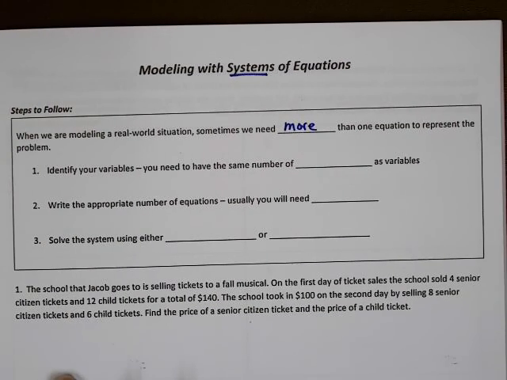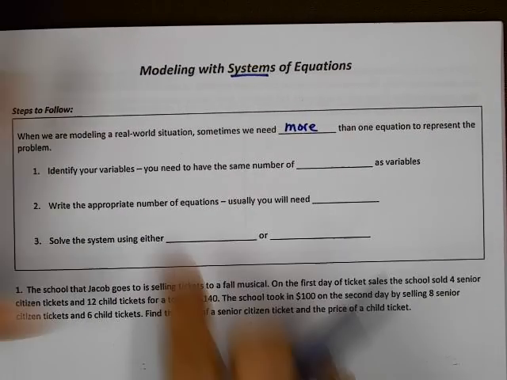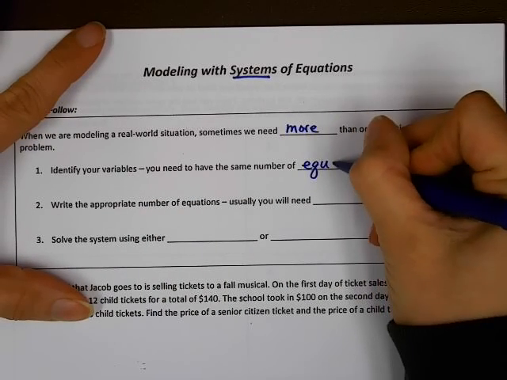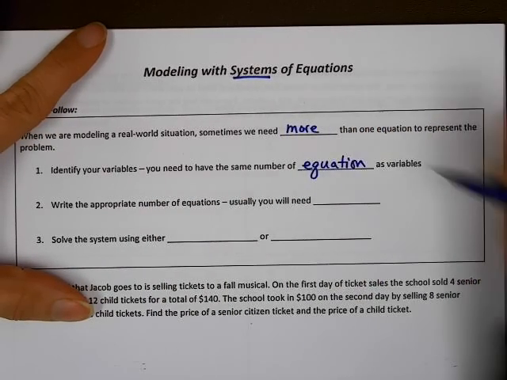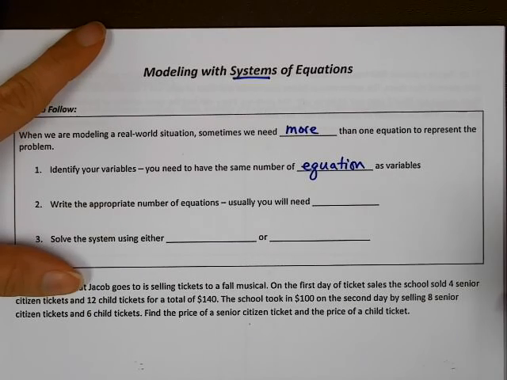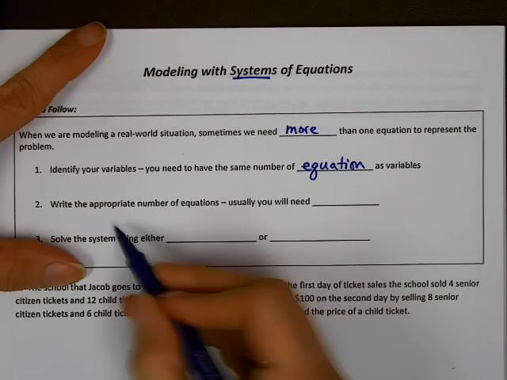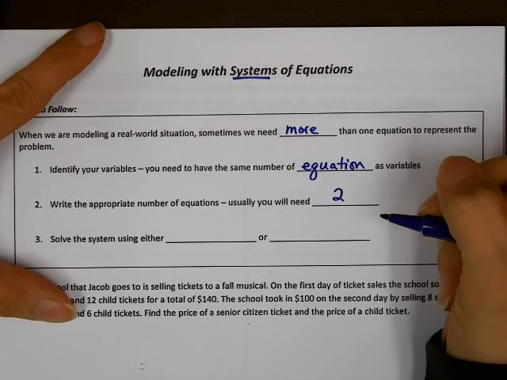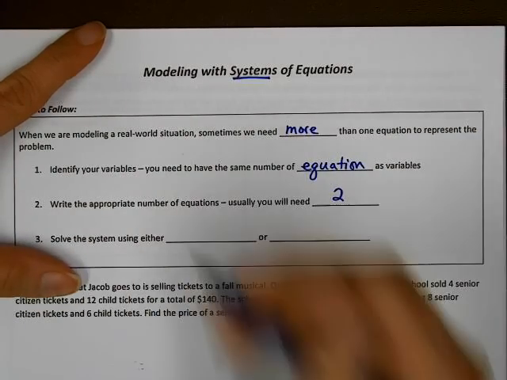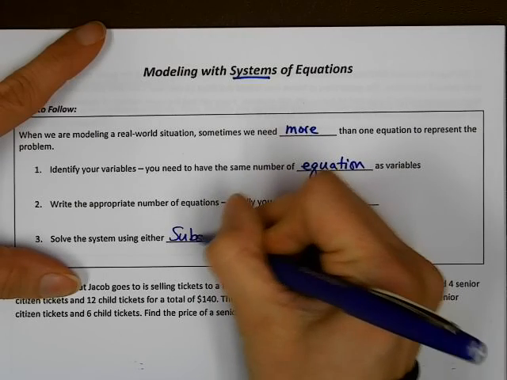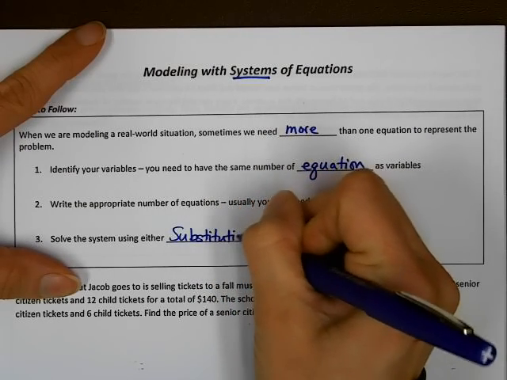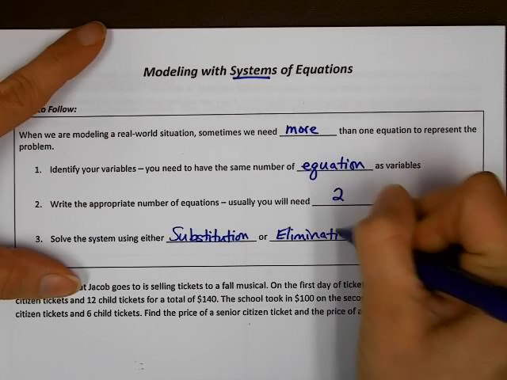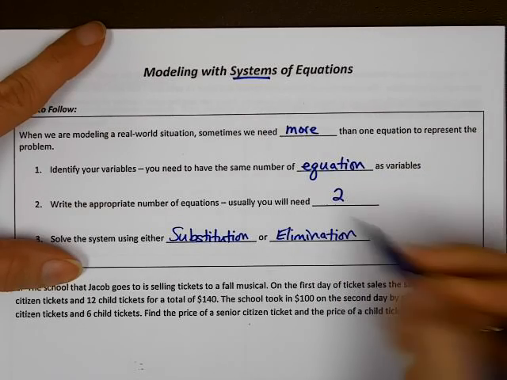First, you have to identify your variables. You need to have the same number of equations as variables. So what that means is if you have two variables, you need two equations. Write the appropriate number of equations. You're usually going to need two. And then we're going to solve the system using either substitution or elimination.